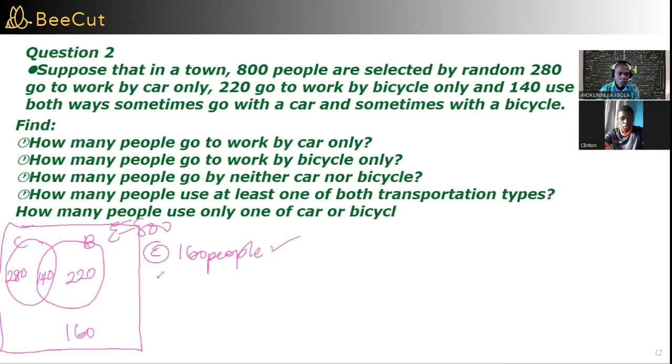So then the last question is how many people use at least one of those? So at least, what does it mean when they say one? How many people use at least one of these? You see, either they use bicycle or they use car. Did you say at least? Did you say at most? No. What does it mean if you say how many people use at most one of the transportation types?